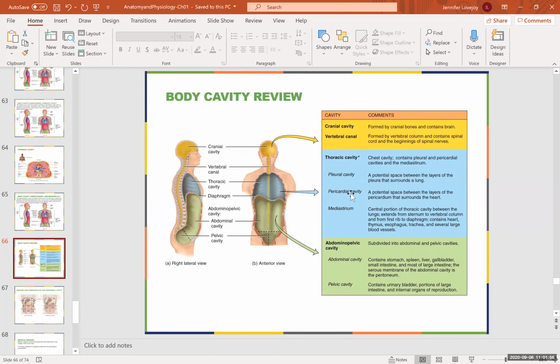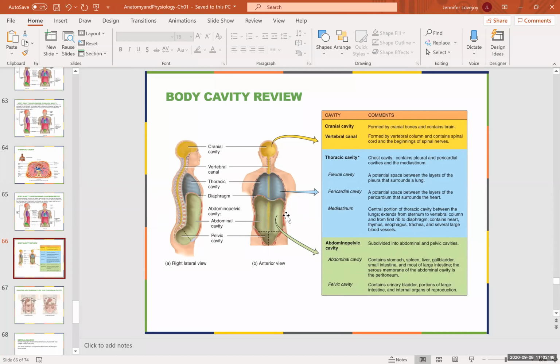Okay, and then we have the pericardial cavity, which is inside the mediastinum. The mediastinum is kind of like the center area, media, middle. So it's between the pleural cavities. But the pericardial cavity is specific to our heart, right? It's keeping our heart safe. The mediastinum itself has other things in that area. It has our thymus, our esophagus, our trachea, some major blood vessels. So the mediastinum is kind of like the whole middle area. But remember, there was a special little section called the pericardial cavity, which is inside the mediastinum, and that houses our heart.